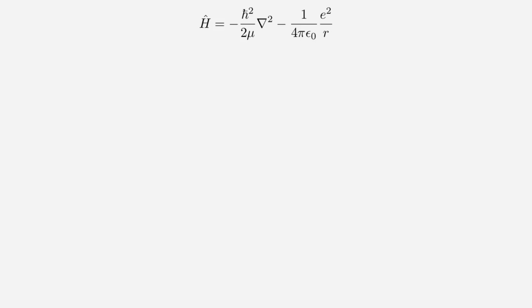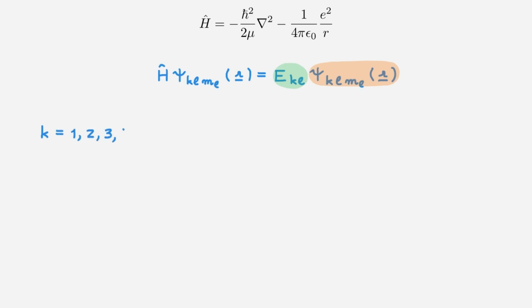Starting with this relative Hamiltonian, we can write its eigenvalue equation like this, where as usual, these are the eigenvalues and these are the eigenfunctions. We have three quantum numbers labeling the eigenvalues and eigenfunctions, and they are k, l, and ml. The label k appears in both eigenvalues and eigenstates, and it can take any positive integer value. This quantum number is directly associated with the Hamiltonian eigenvalue equation and labels the different eigenvalues.